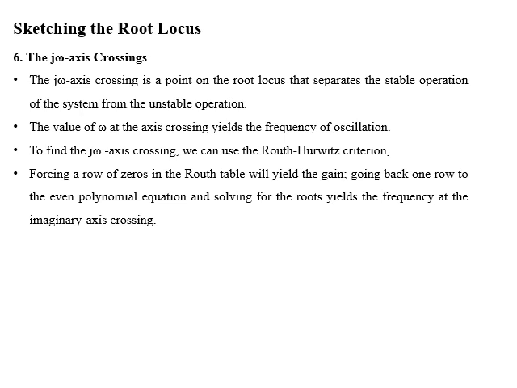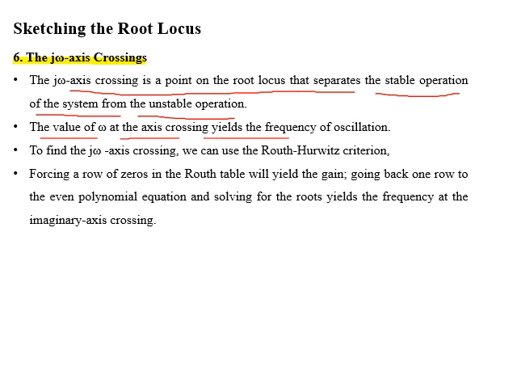Dear students, the next rule in the sketching of root locus is j omega crossing. The j omega crossing is a point on the root locus that separates the left half plane from the right half plane, or we can say that it separates the stable operation of the system from unstable operation. If closed loop system poles lie on the imaginary axis, then its response is oscillatory, and the value of omega at the j omega axis gives the frequency of oscillation.